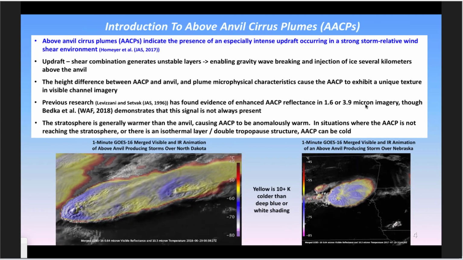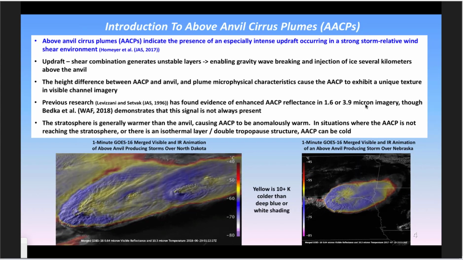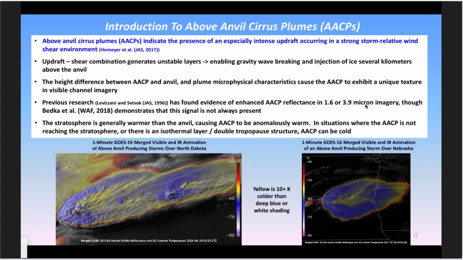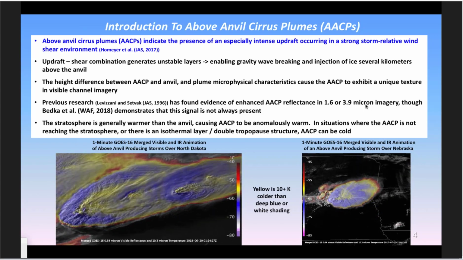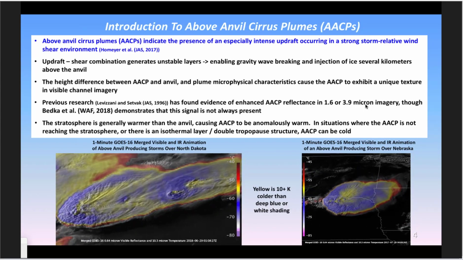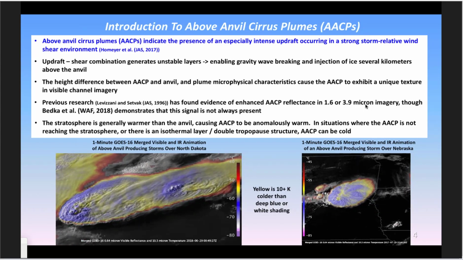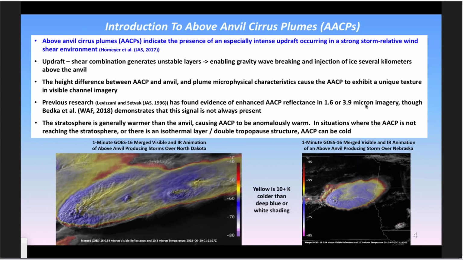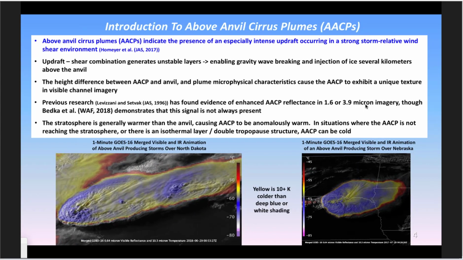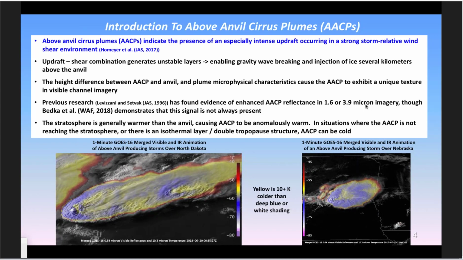Thanks. All right, thank you very much, Scott. So I'll start off with an introduction to above Anvil Cirrus plumes, or you'll see I refer to them interchangeably as plumes or AACPs. So we found in a recent study collaborating with Cameron Homeyer from the University of Oklahoma, who is one of my co-authors on this research, that AACPs indicate the presence of an especially intense updraft occurring in an environment where you have strong storm-relative wind shear, so that takes into account the storm motion and the ambient flow to derive the wind shear.